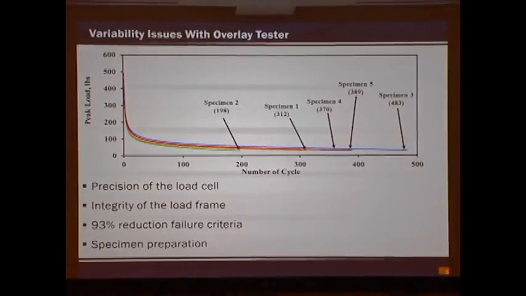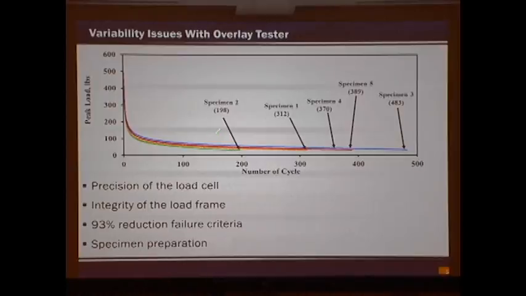But this is the issue that you run into. Let's say we got 5 samples, the same exact mix, and we ran these 5 samples on the overlay test, and you end up with all these different numbers of cycles.